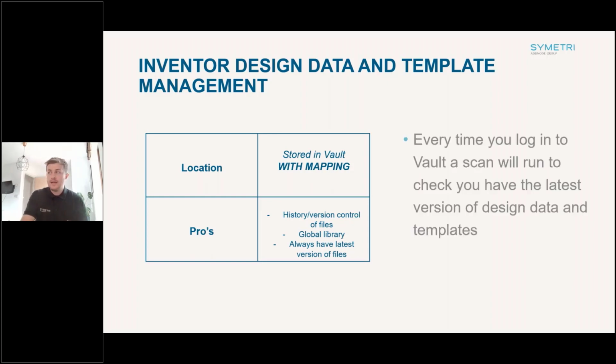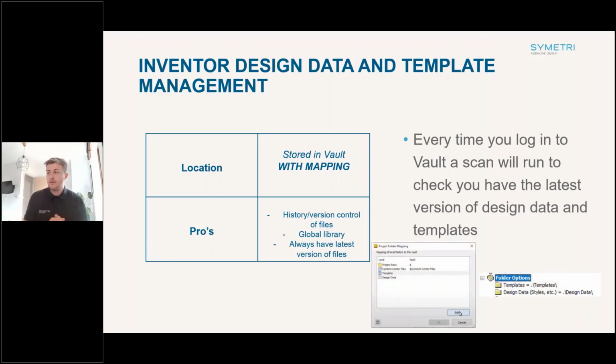So what you can do in Inventor is set up your mappings so that it links into Vault. And what that will mean is every time you log back into Vault, because the mappings have been set up from your local workspace up to that folder in Vault, it's going to run a scan. And if it notices that the files in your local workspace are out of date with that in Vault, it will do a get, so that you always have the latest version of that file down in your local workspace.